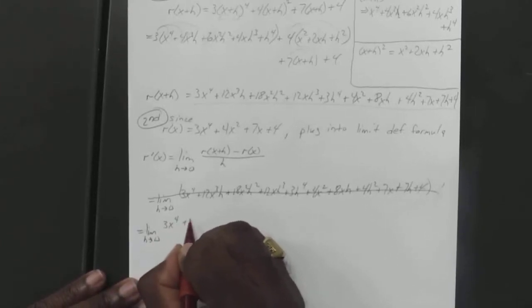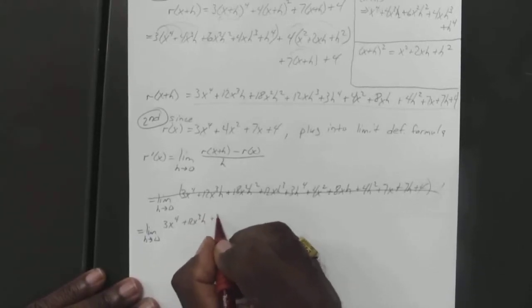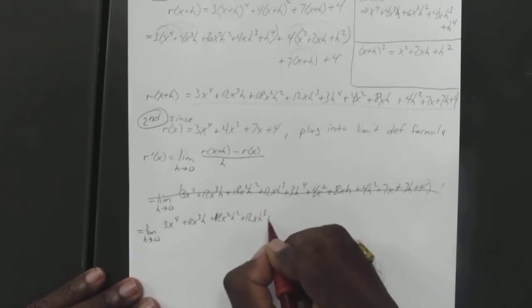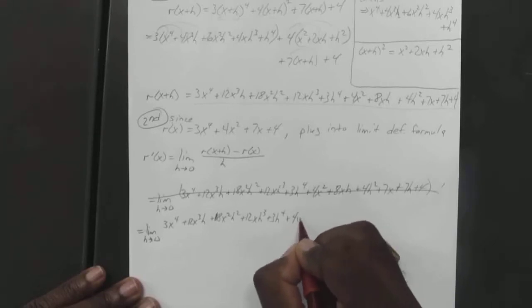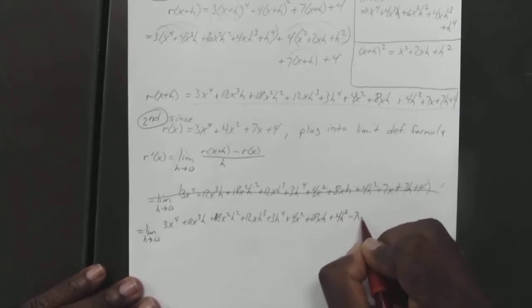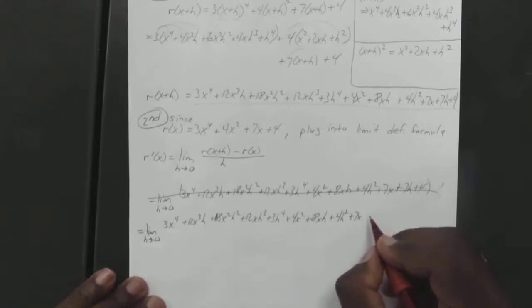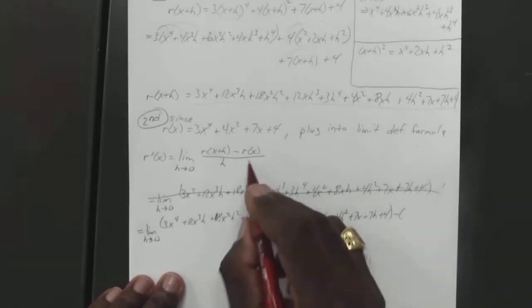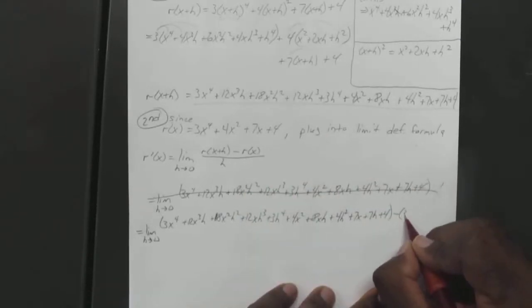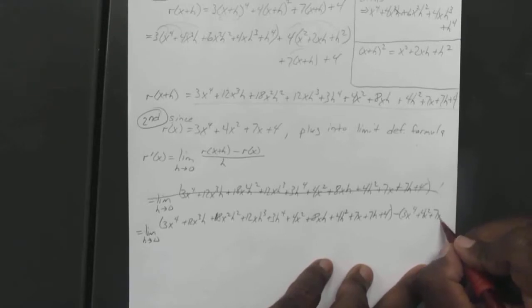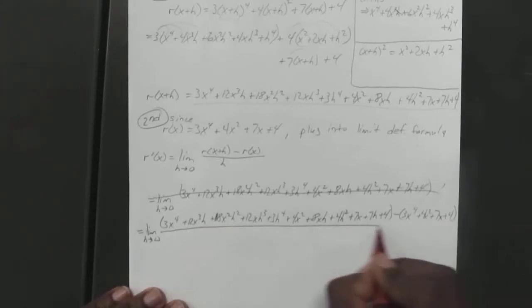Okay, so 3x to the fourth plus 12x to the third h, plus 18x squared h squared plus 12x h to the third plus 3h to the fourth plus 4x squared plus 8xh plus 4h squared plus 7x plus 7h plus 4, minus your r of x, which is 3x to the fourth plus 4x squared plus 7x plus 4, all over h.